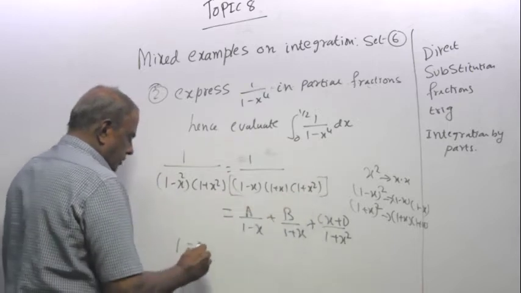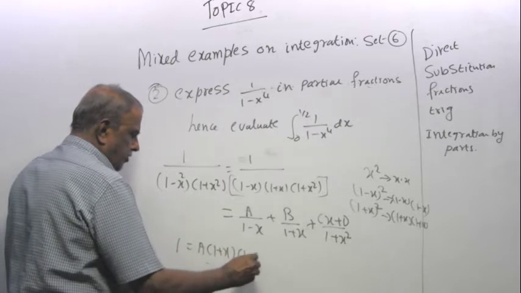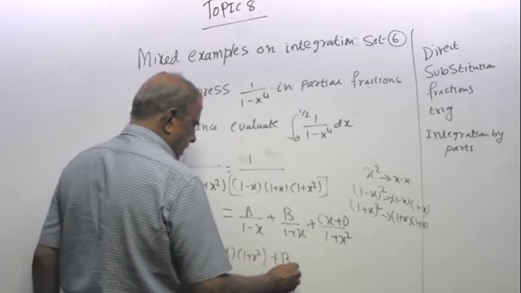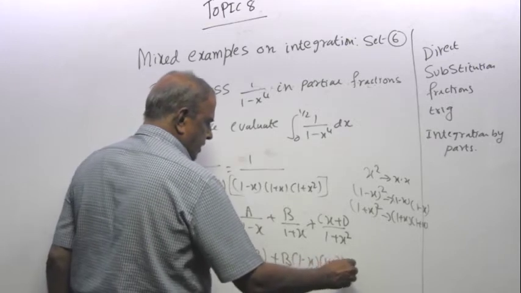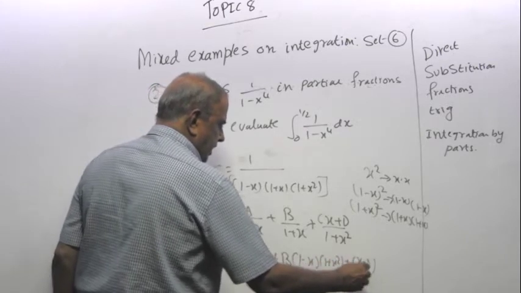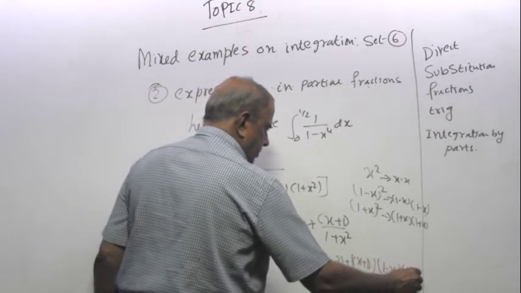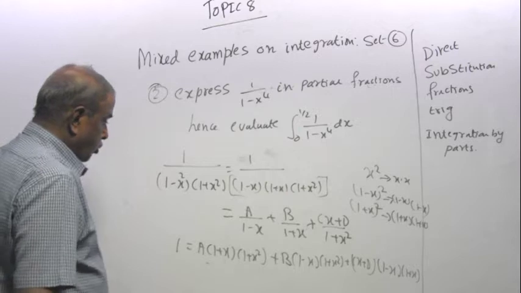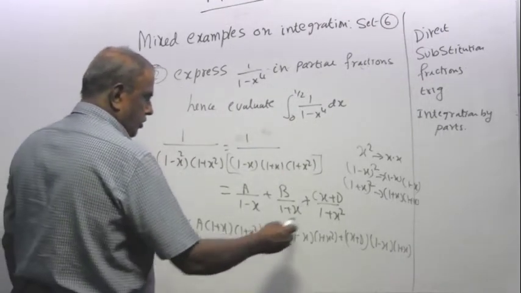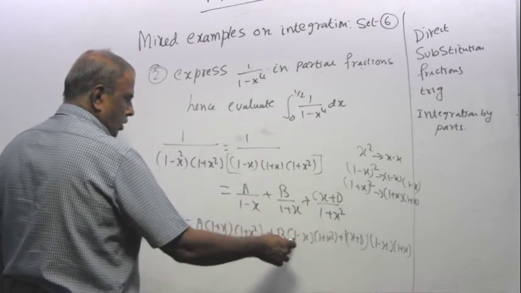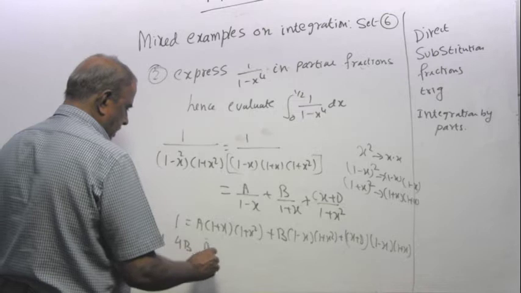So I get 1 equal to a times 1 plus x times 1 plus x squared, plus b times 1 minus x times 1 plus x squared, plus cx plus d times 1 minus x times 1 plus x. Put x equal to minus 1. That goes. 1 plus 1 is 2, 2 plus 2 is 4b. So b is a quarter.